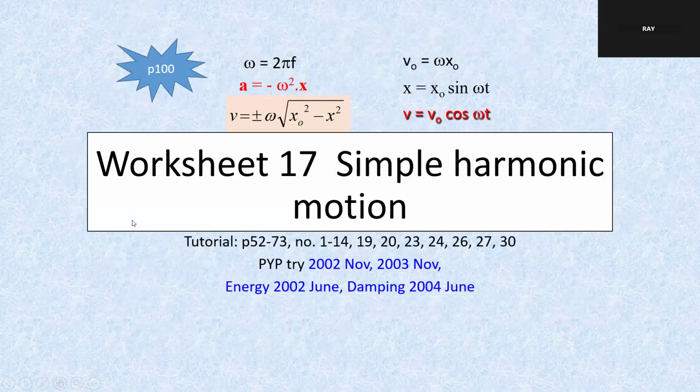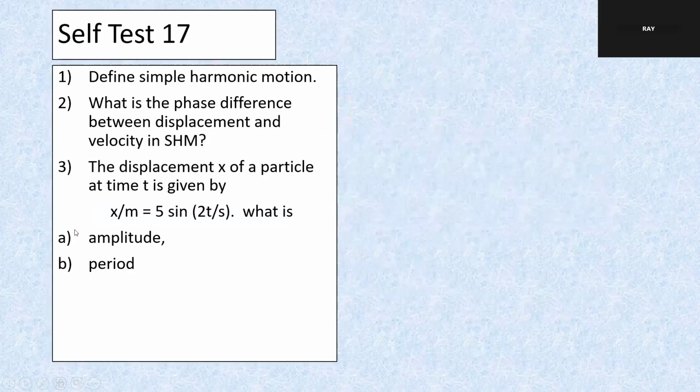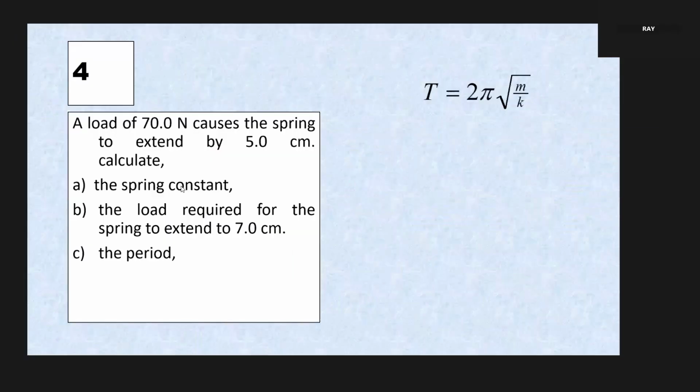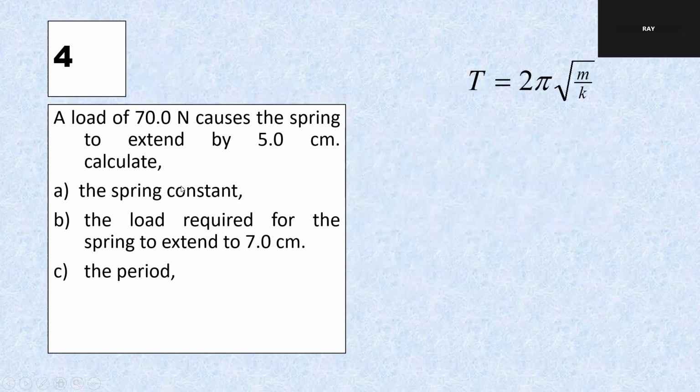Page 100. These are the equations that you need to know how to use. This one you can review yourself. Try this one. Page 100, question 4. What is the spring constant? 1400. Okay. What's the load required for the spring to extend to 7 cm?